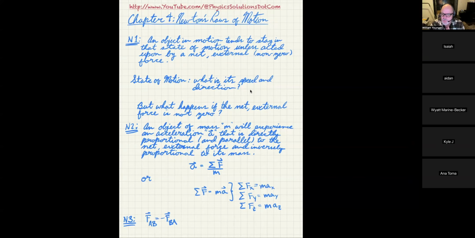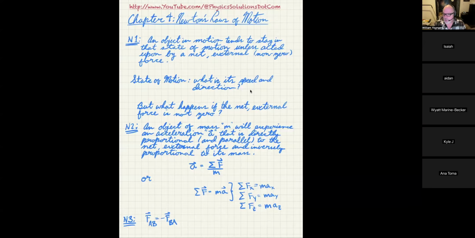All right, so that's Newton's first law of motion. An object in motion tends to stay in that state of motion unless acted upon by a net external non-zero force. Newton's second law. Well, this is about what happens if the net external force is not zero, right? We know from Newton's first law or from Galileo's law of inertia that when there's no net external force acting on the system, it's just not going to accelerate. It's not going to change its velocity, right? But what happens when that force is not zero?